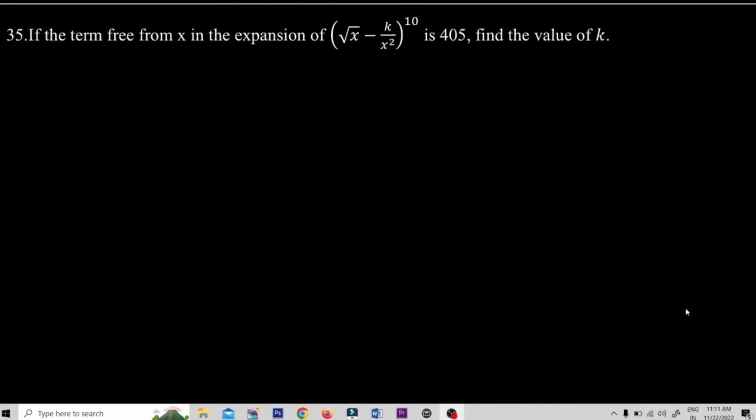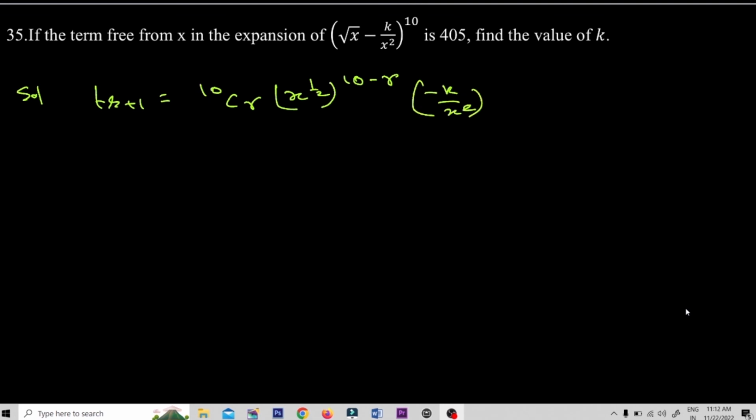In this sum, the term free from x in the expansion of root x minus k by x square, whole to the power 10, is 405. Find the value of k. So in this case, we can write: let T(r plus 1) equal 10Cr, first term whole to the power 10 minus r, minus k by x square whole to the power r. So this can be written as 10Cr x to the power (5 minus r by 2 minus 2r), minus k whole to the power r.